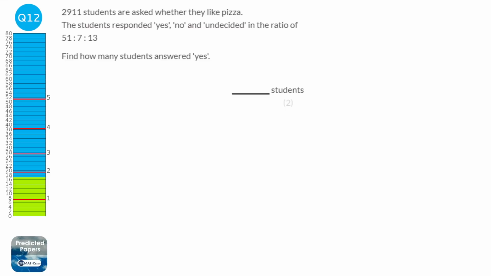We've got to first of all work out how many parts there are altogether in our ratio. So we've got 51 saying yes, 7 saying no, and 13 undecided.